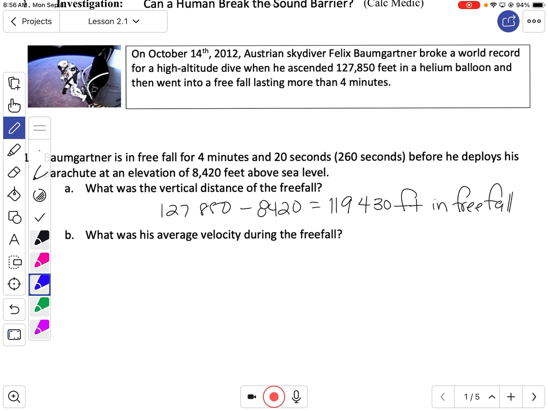So then let's find his average velocity during that time. We know how far he fell. We know he fell for 4 minutes and 20 seconds, which would be 260 seconds. And so how would we get his average velocity?